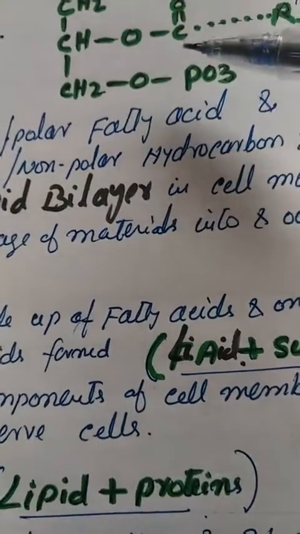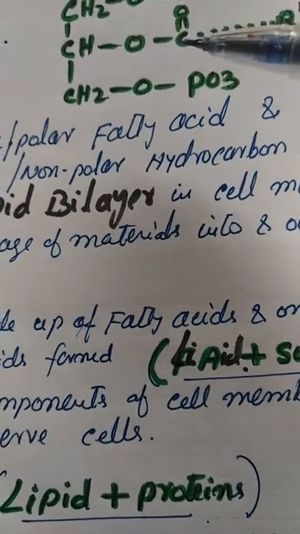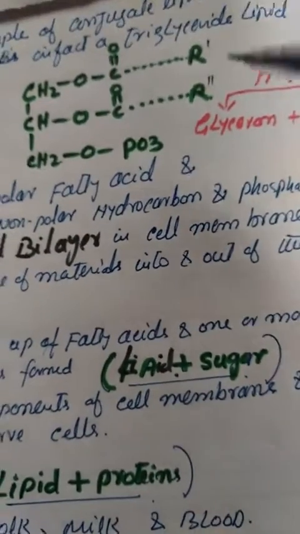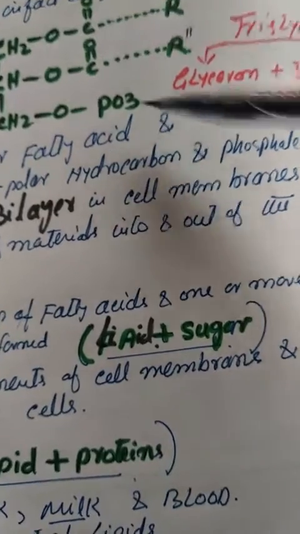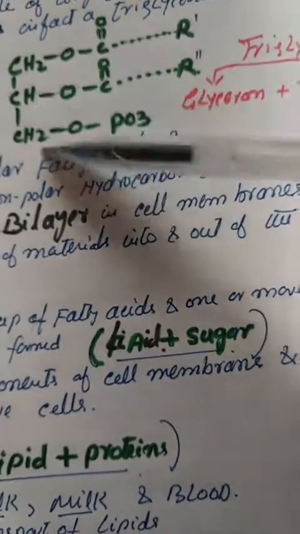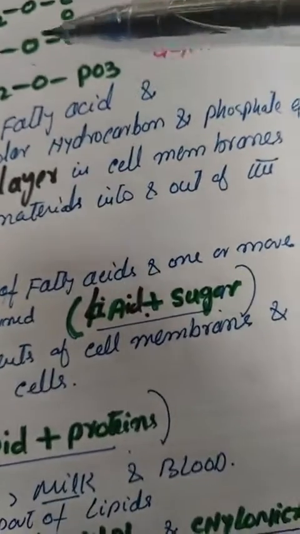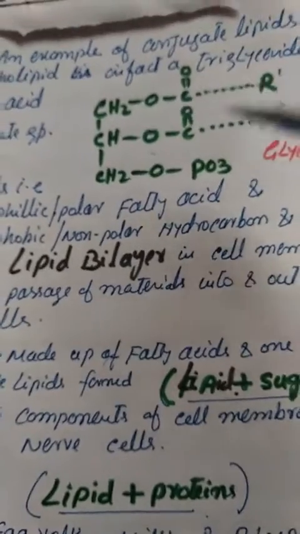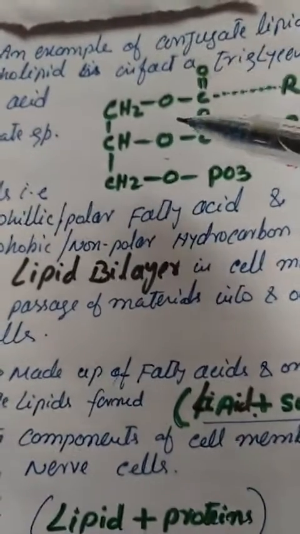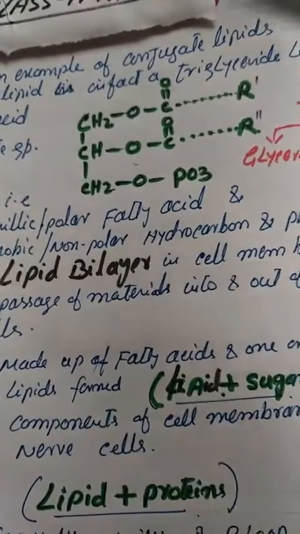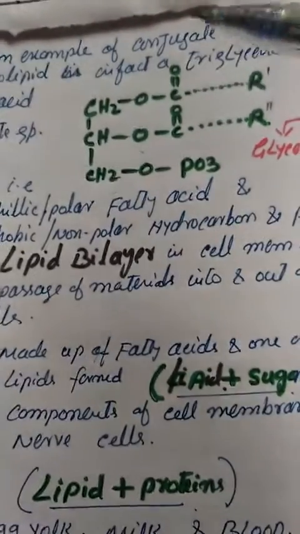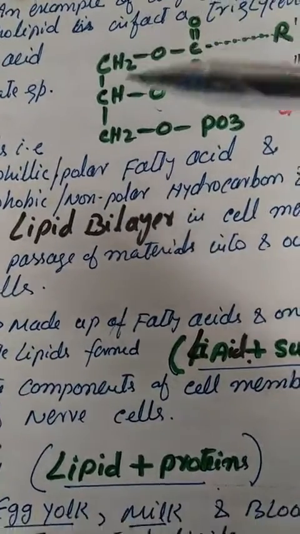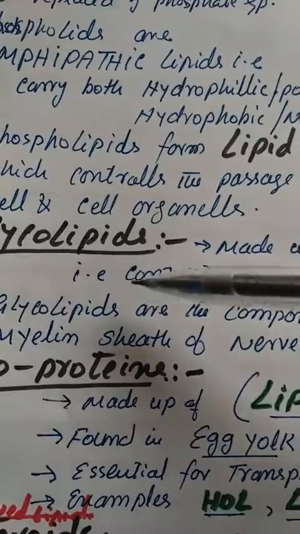These phospholipids are amphipathic lipids. That is, they carry both a hydrophilic polar phosphate group and hydrophobic non-polar hydrocarbon fatty acids. These phospholipids form the lipid bilayer in cell membranes, which controls the passage of materials into and out of the cell and cell organelles. Now coming to the second type of conjugate lipid, that is the glycolipid.